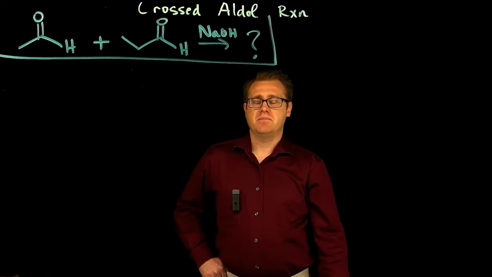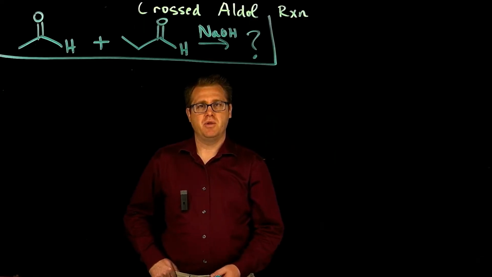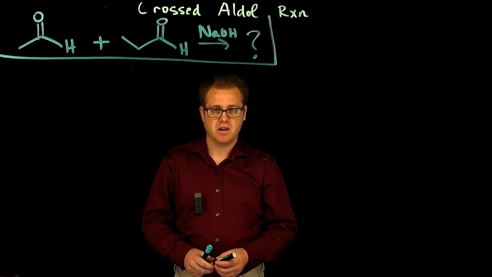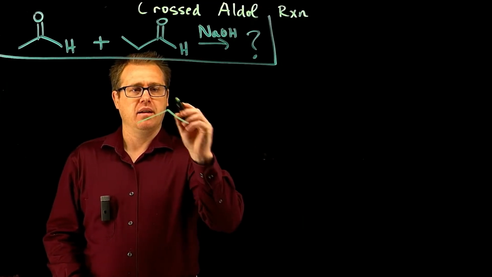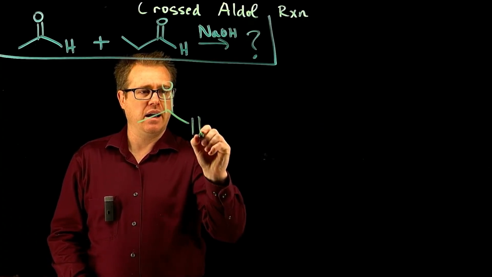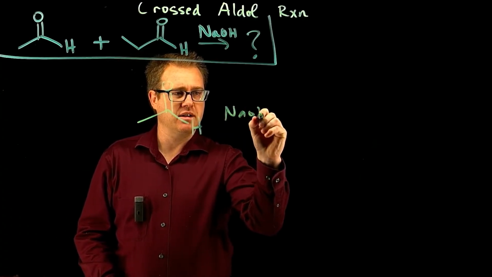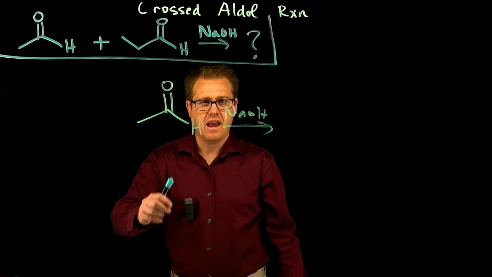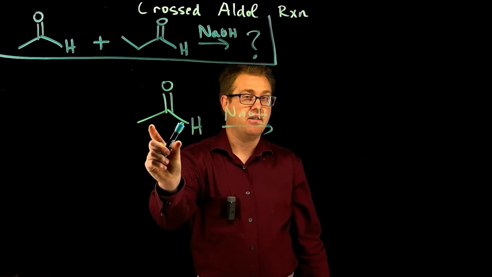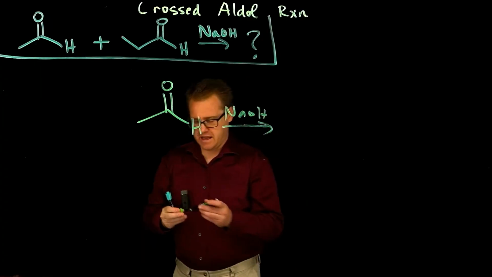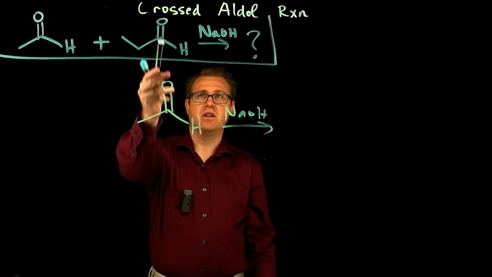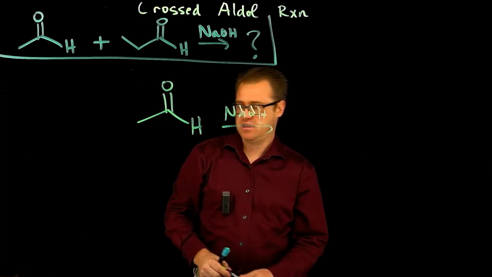Hello, class. Up to this point, we have been doing aldol reactions with one reagent, where we take, let's say, an aldehyde, treat it with sodium hydroxide, and then this reacts with itself to form the product. But now we're going to take a look at something called a crossed aldol reaction.